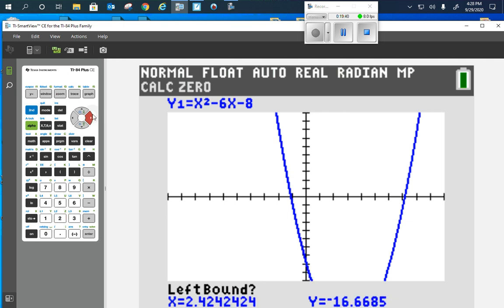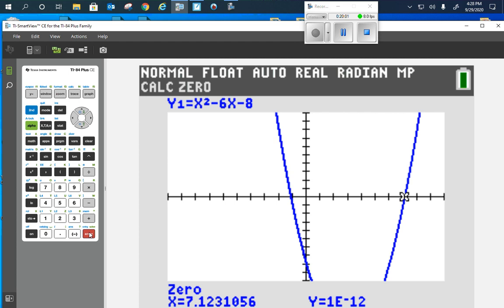Now the left bound this time will be below the x-axis. So went a little too far. Just come back. There you go. Okay, so you're to the left, below the x-axis, push enter, move it to the right of that point, push enter, go ahead and guess in between.